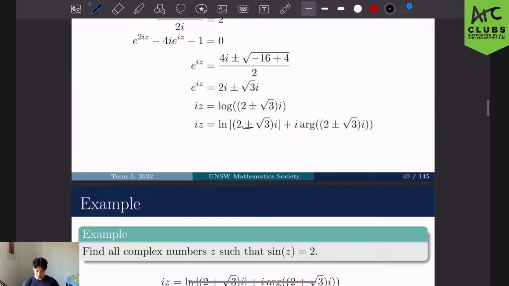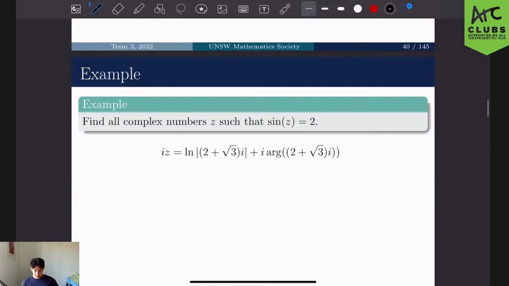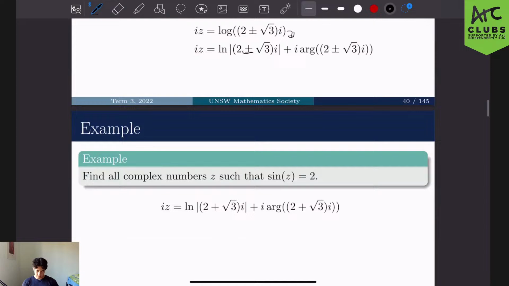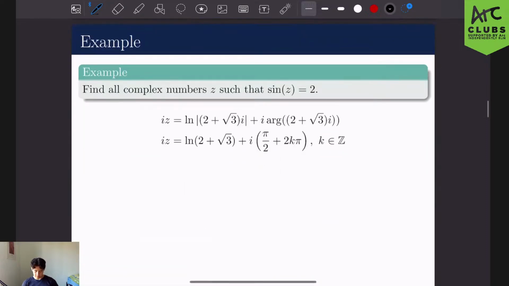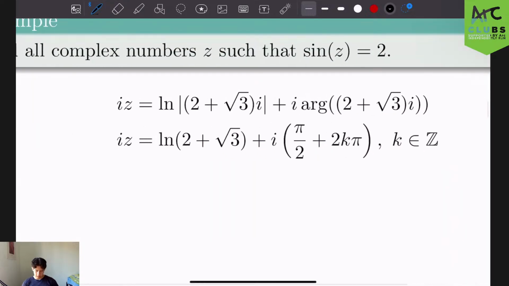Right, we're just subbing in the definition of the multi-valued log. So okay, we'll just take the first case here, which is the plus and the plus or minus. Okay, so we've got I multiplied by z is equal to the log of that. And we'll just evaluate. So this will be 2 plus square root of 3. Remember, because the modulus of I is just going to be equal to 1, so it disappears.